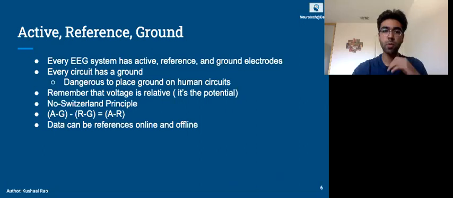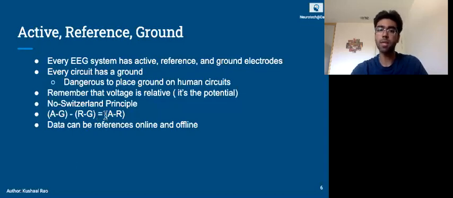So with that being said, we need some sort of reference. Ideally, we would like a reference point that doesn't have electrical activity, so we can look at what's happening in complete isolation. But they found this out much later on, but there's no electrically neutral point in the human body.